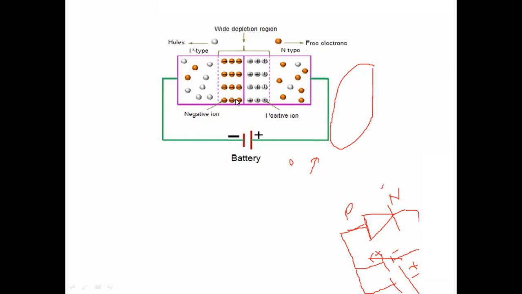Because of the attraction of the holes to the negative potential and electrons to the positive potential, the depletion region width will increase and the potential across this depletion region will also increase. No current will flow because of the majority charge carriers. By the attraction force there is no flow of current through this region.